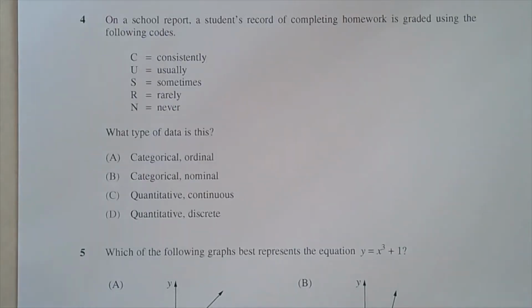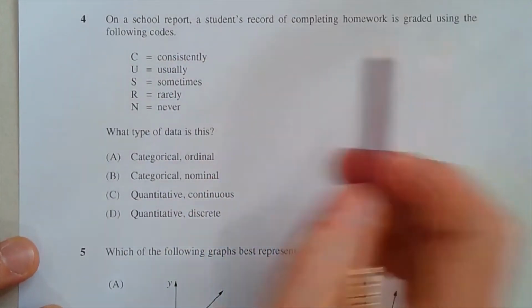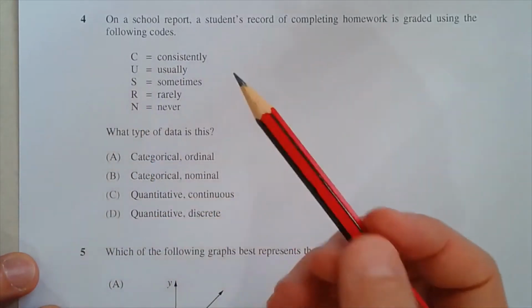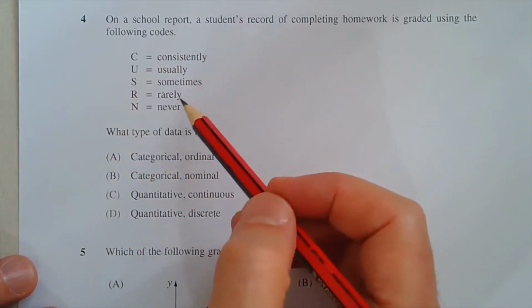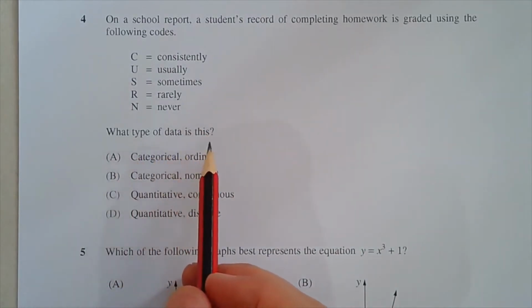Question 4. On a school report, a student's record of completing homework is graded using the following codes. So we have CUSRN, which stands for consistently, usually, sometimes, rarely, or never. What type of data is this? So in statistics, we can classify our data as either categorical or quantitative. It either involves numbers or it involves descriptions, qualities.